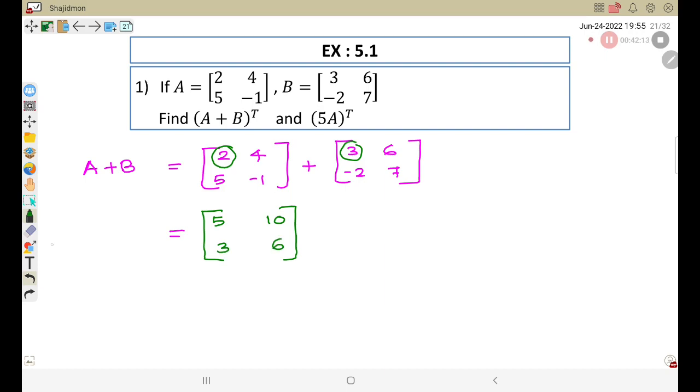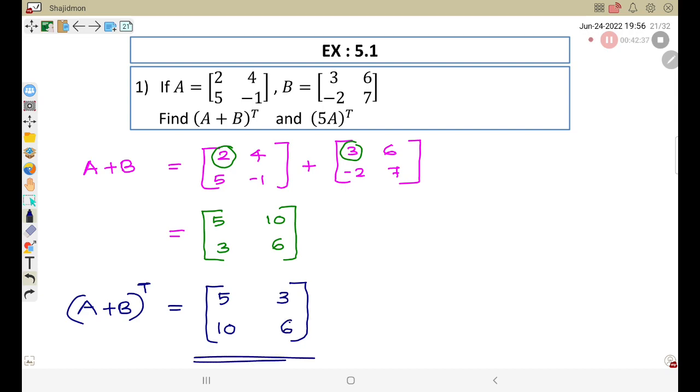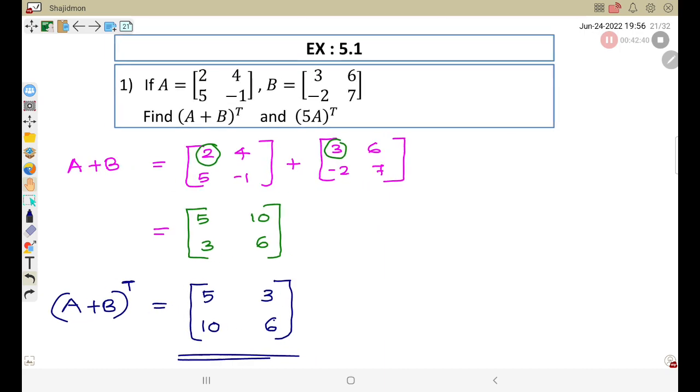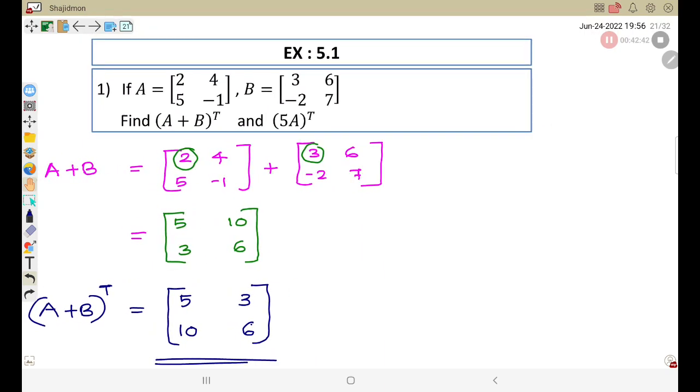Now what is our question? We need to calculate the A plus B matrix transpose. Whatever A plus B you got, take the transpose of that matrix. A plus B transpose equals the matrix where the first row is written as the first column. The first row is 5 10, write it as the first column, 5 10. The second row is written as the second column. So this is the answer, (A plus B) whole transpose. I hope you understood how to find it.